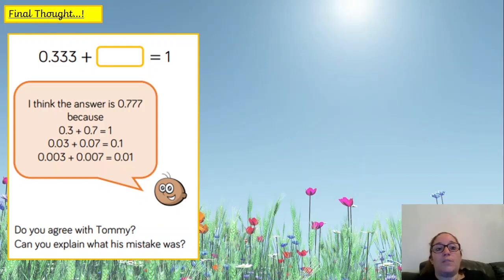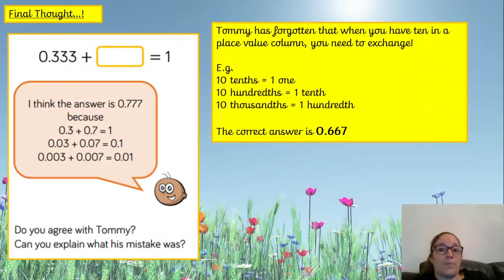Okay, so we've got 0.333. And Tommy thinks it's plus 0.777. But Tommy is incorrect. Tommy's forgotten that he needs to exchange when there's a 10 in a place value column. So the correct answer should actually be 0.667.